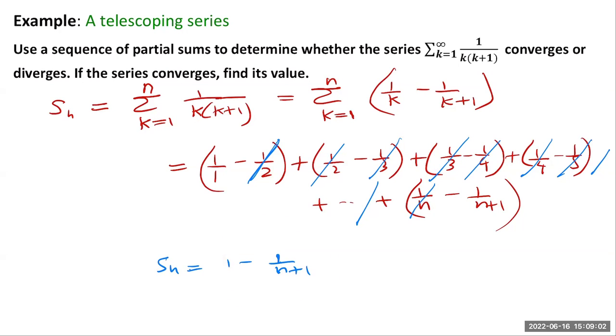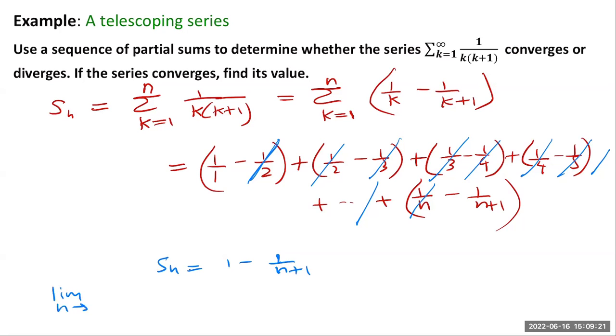All right. Now, how do we determine whether the original series converges or diverges? To determine that, I want to find the limit of this sequence of partial sums. If the limit of the sequence of partial sums converges, your original series converges. Let's see whether this converges.